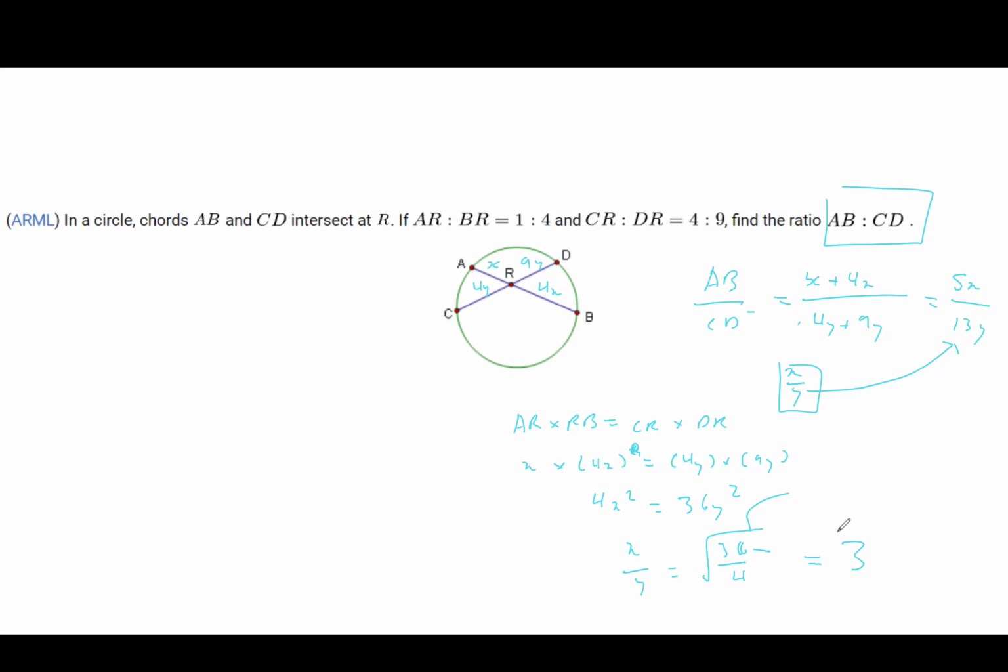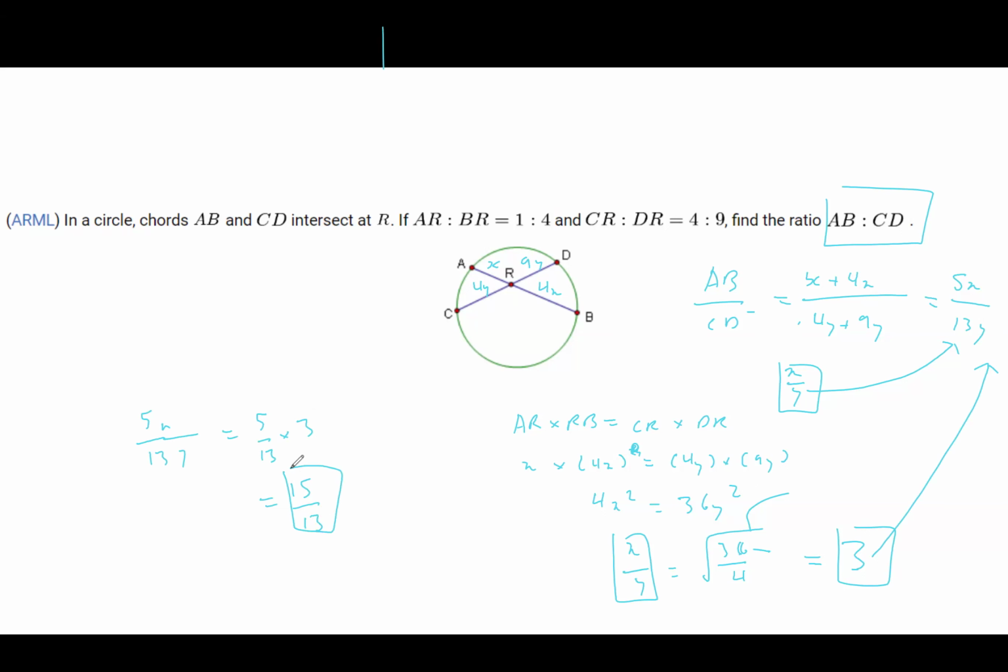Now, since I found x over y equal to 3, I can sub this into my original AB over CD ratio that I was trying to find as per the question. So subbing this in, I get 5x over 13y equals 5 over 13 multiplied by 3. So that gives me 15 over 13. And that's my final answer.